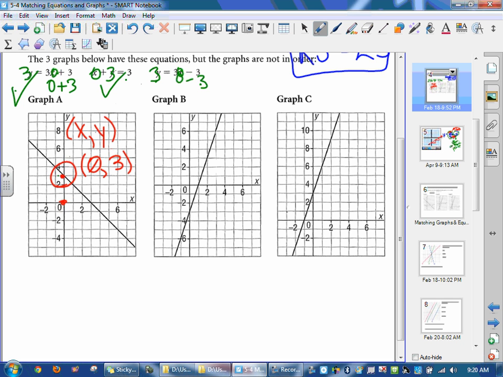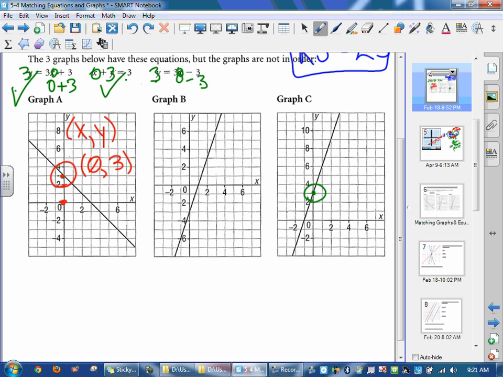So which other one on here starts at plus 3? Which other graph? Graph C does. This guy also starts at plus 3. Okay? So between those two, we can't tell right now whether or not they're going to match the graph, which means we have to find a different point other than the start point. Let's try a different point.